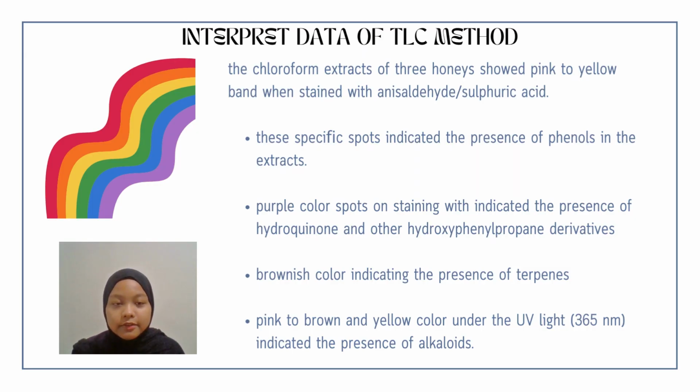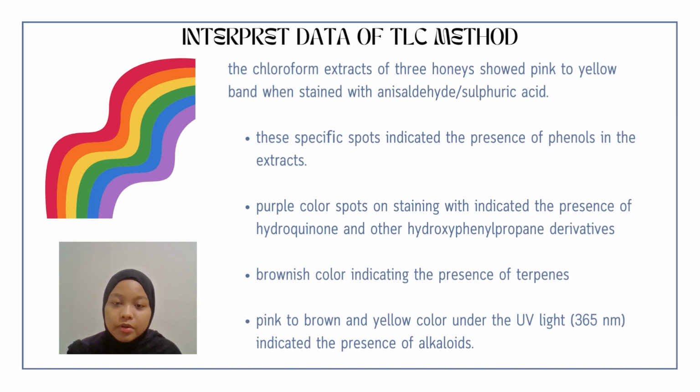So by the color of the honey that has been extracted using chloroform, it will show pink to yellow bands when stained with anisaldehyde or sulfuric acid. When the solvent touches the chloroform extract of tree honey, this study can know what compounds are spotted and indicated by doing research. This specific spot indicates the presence of phenol in the extract. So the spot shows the phenol compound in the honey extract.